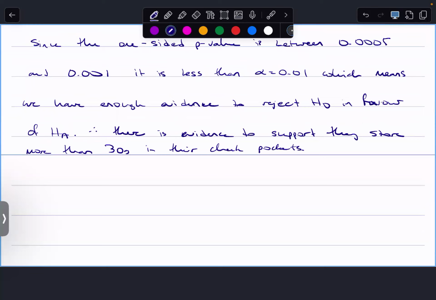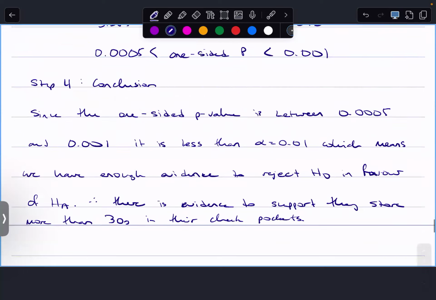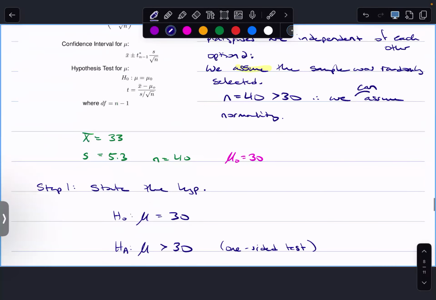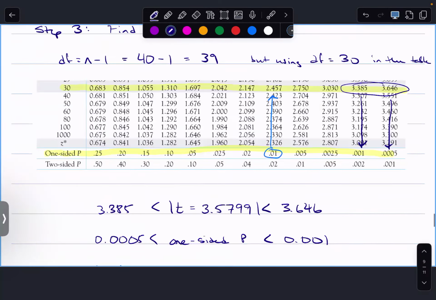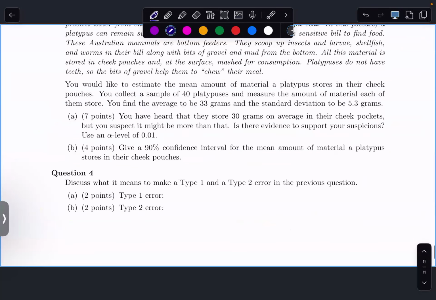If it's more than 30 grams, a reasonable follow-up would be, okay, well, how much more, right? If it's more than 30, okay, fine. But then what is a reasonable range for what they store in their cheek pockets? And that's what the confidence interval is, which, where did I put it? The question here.